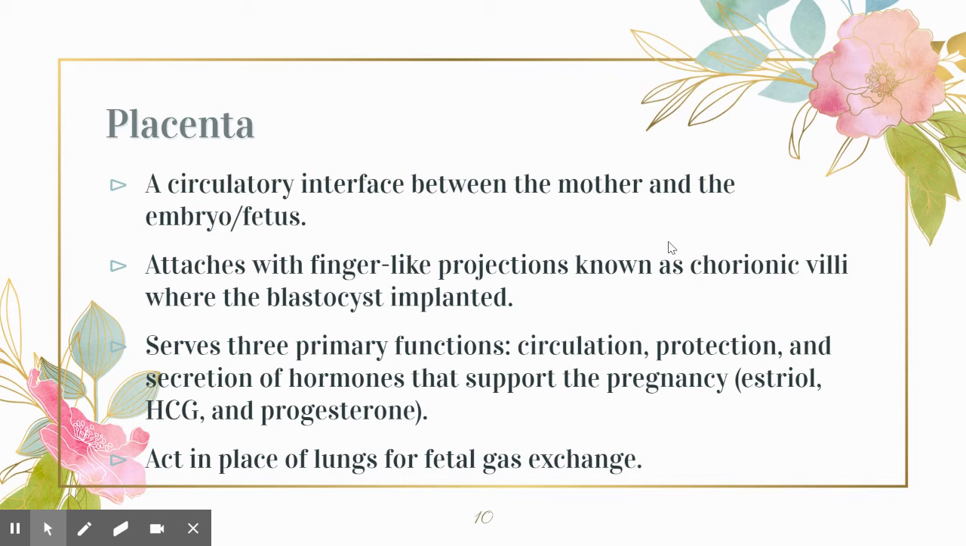And it secretes hormones that support the pregnancy. So estriol, which is a form of estrogen, HCG, or human chorionic gonadotropin. That's the chemical that turns your pregnancy test positive when it's detected in the urine. And progesterone. Progesterone is the pregnancy hormone.